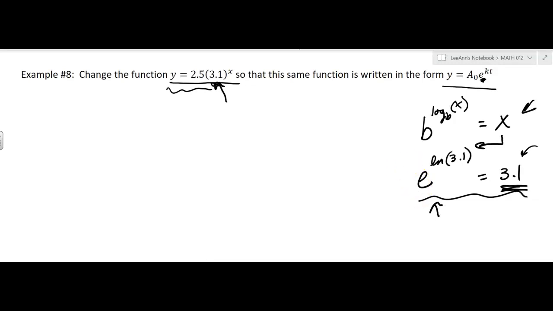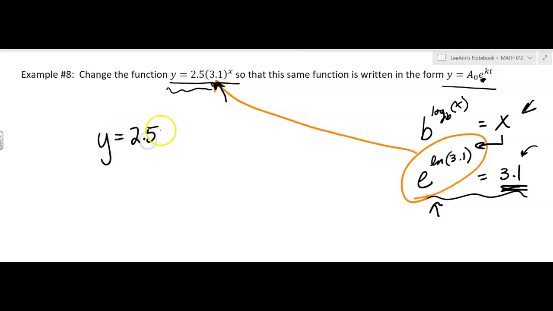We're going to take this right here, and we're going to plug it in for 3.1. So now I'm going to have y equals 2.5 times, and it's going to be that e to the natural log of 3.1 to the x. Okay? Now, how do we work with powers? If we have an exponent in the parentheses and an exponent outside, we're going to multiply those. So we get 2.5 e to the x natural log of 3.1.